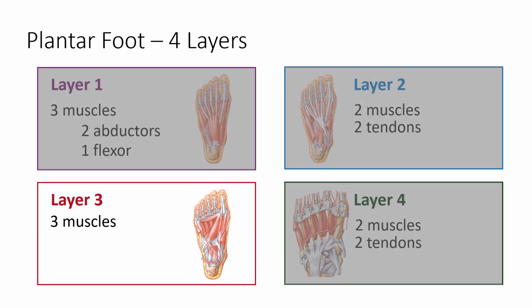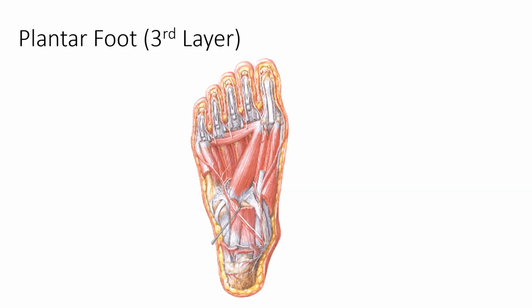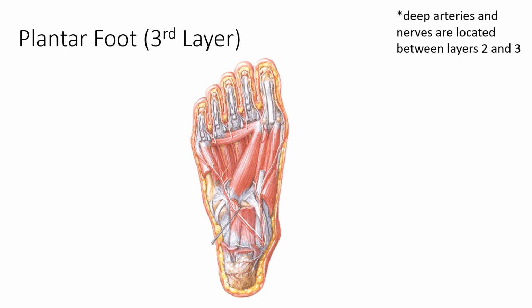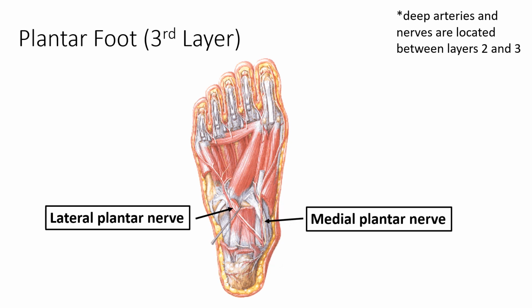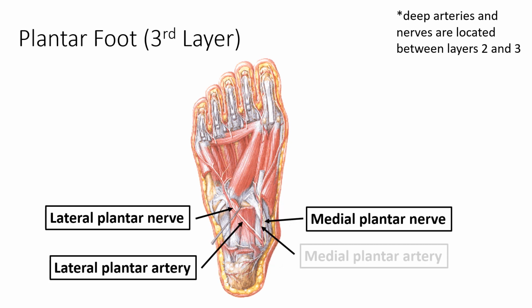We're going to talk about our third layer. Remember, that has 3 muscles, 2 flexors and 1 adductor. All right, so in this third layer, before we start talking about muscles, we're going to talk a little bit more about neurovasculature again. So our deep arteries are located between layers 2 and 3. So just to reorient you, we have our lateral and medial plantar nerves, along with the corresponding arteries, the lateral plantar and medial plantar arteries.